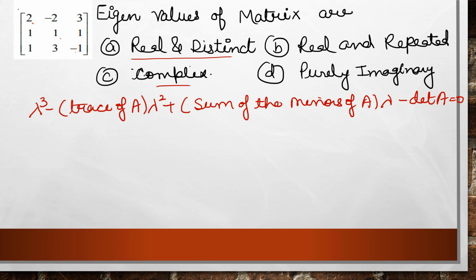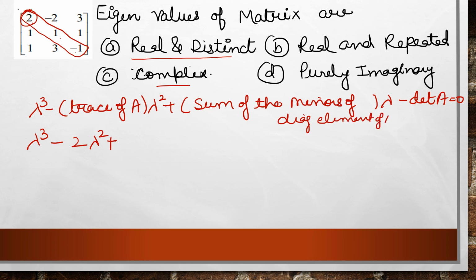So here lambda cube as such, what is the trace? Trace is the sum of the diagonal elements of A. So that is 2, so 2 lambda square, plus the sum of the minors of A. What are the minors here? So what is the minor of the diagonal elements of A? What is the first diagonal element? 2. What is the minor of this? Find the determinant of this. So minus 1, and this will give you minus 3.